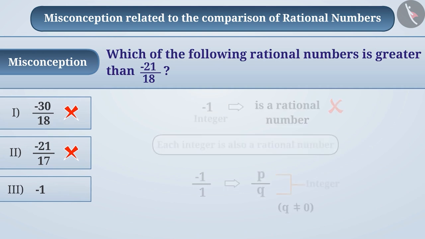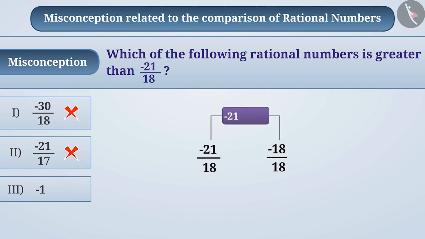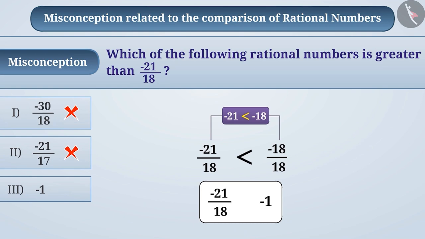Now let's compare the rational numbers -21/18 and -1 or -1/1. Here, if we multiply the numerator and the denominator of -1/1 by 18, then we get an equivalent rational number of -1/1 as -18/18. Because the denominators are the same, we compare the numerators. Since -21 is less than -18, therefore, -21/18 is less than -18/18, which means -21/18 is less than -1.